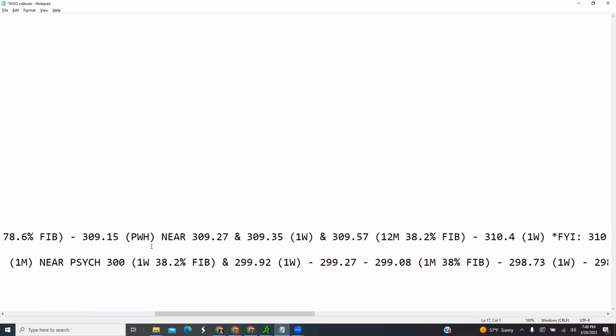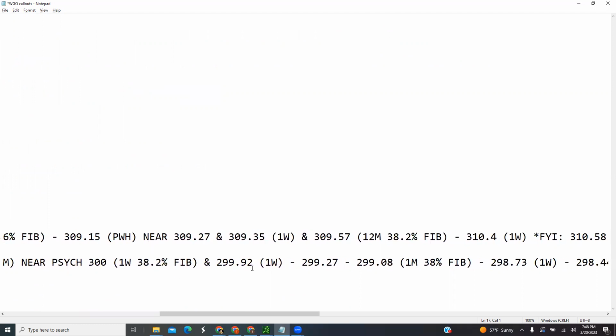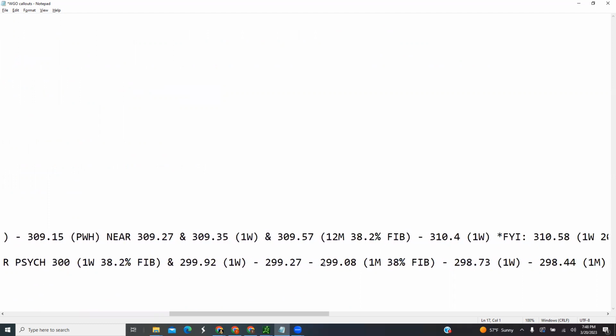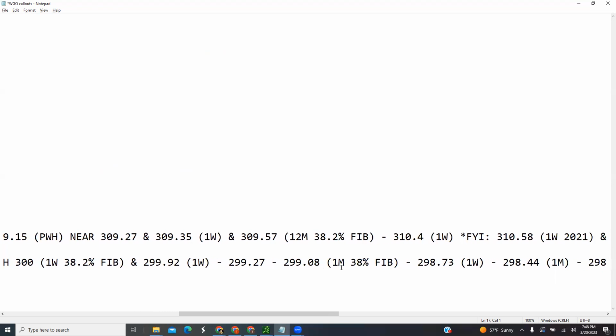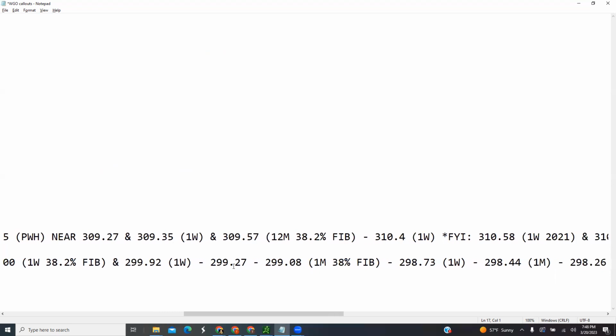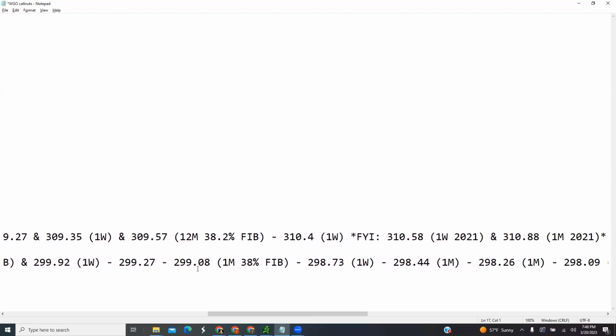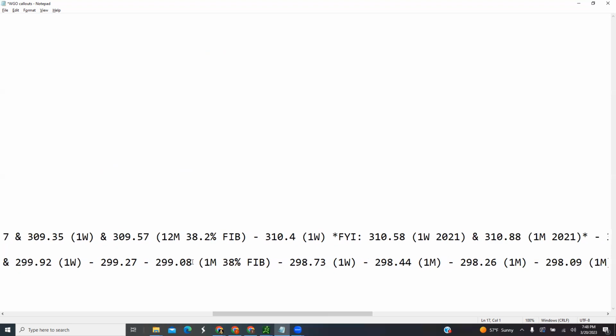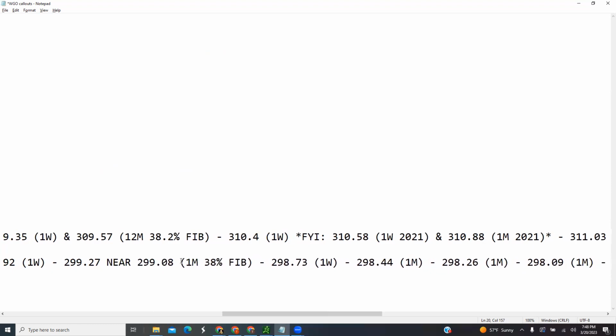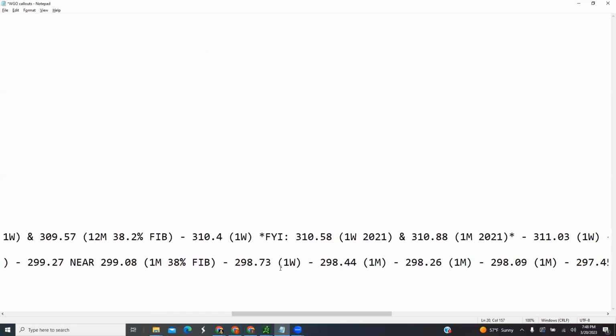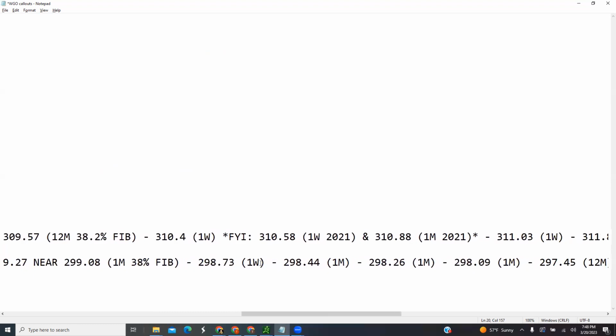There are a lot of levels in there. Quite a few levels stacked in there. Those are relatively close also.